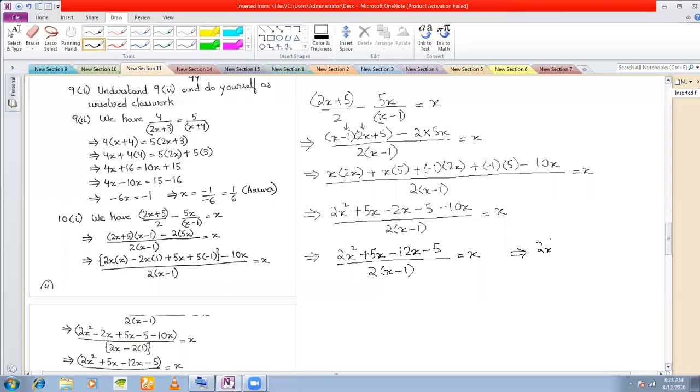Next, 2x square plus 5x because I have a minus 2x and a minus 10x. So plus 5x minus 12x will give you a minus 7x. And minus 5 divided by, you can multiply this also, you get 2x minus 2 is equal to x. Cross multiply.